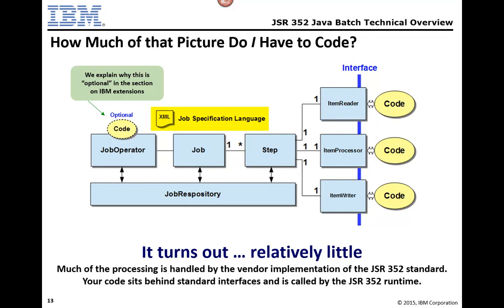A job specification language file is needed, so the Java developer needs to do this. Finally, the light yellow oval above the job operator box is shown as optional. It's optional based on whether a vendor has supplied a job submission function. IBM has. It's the REST interface to JSR352, and we'll look at that in more detail later in this presentation.